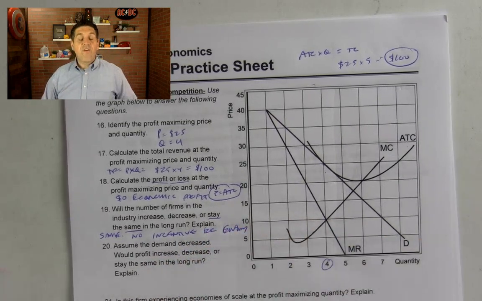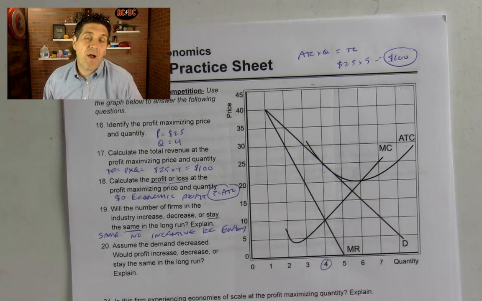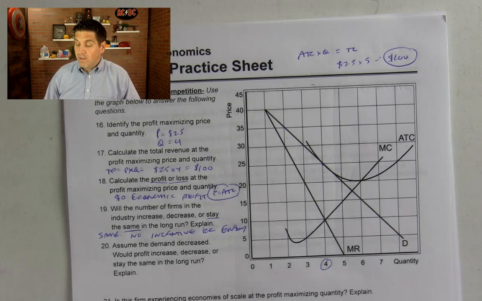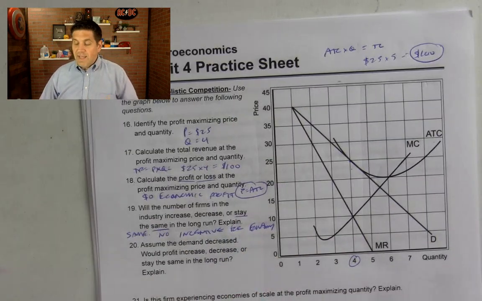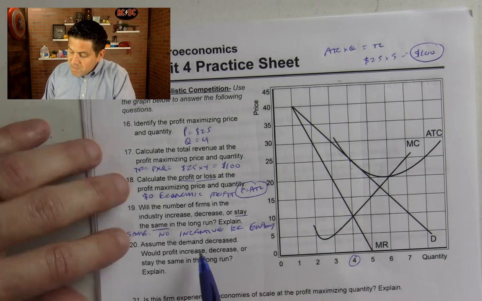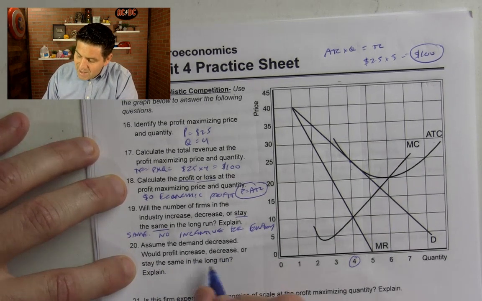So there's no reason for firms to enter or leave, because why would they enter or leave if there's no economic profit being made? If there was profit in the short run, because it is monopolistic competition, firms would enter, right, if there was profit being made. Assume the demand decreases. Would the profit increase, decrease, or stay the same in the long run?